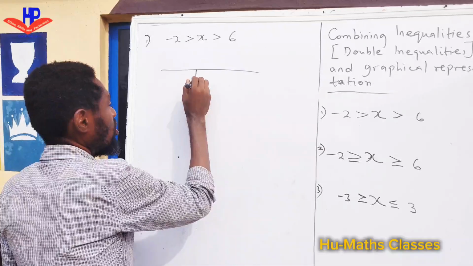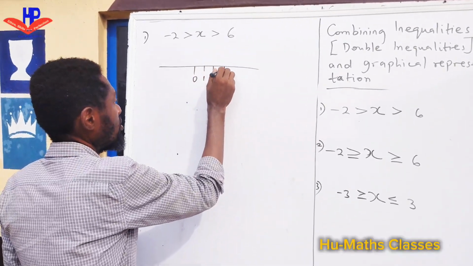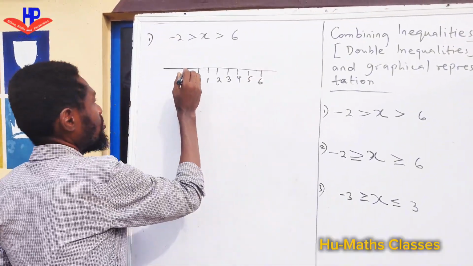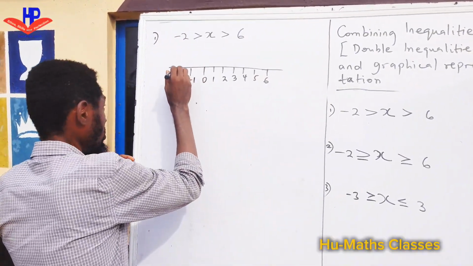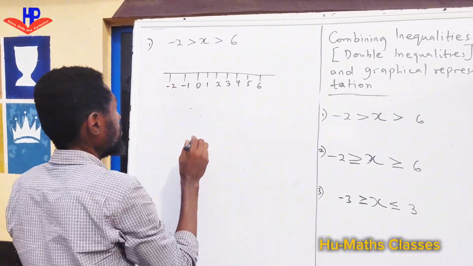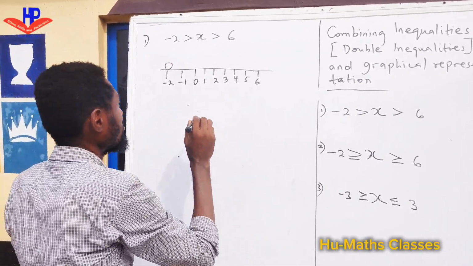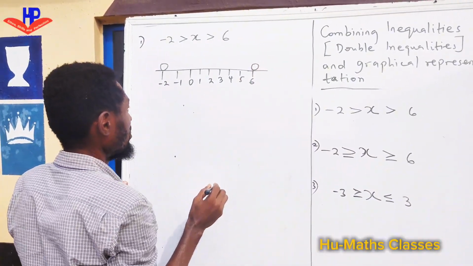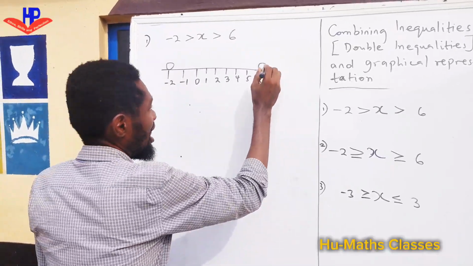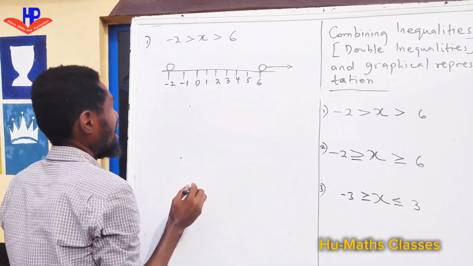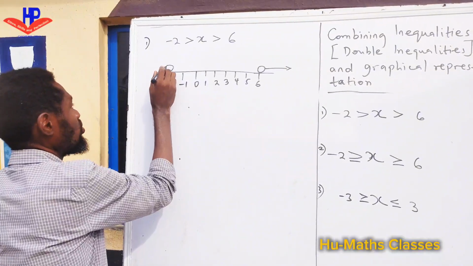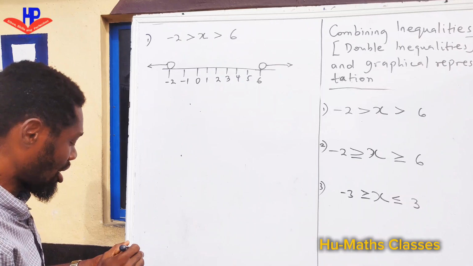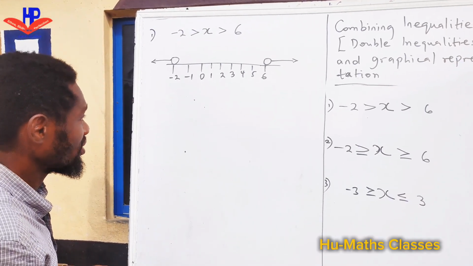Indicate your origin. 1, 2, 3, 4, 5, and 6. We have minus 1 and minus 2. Put your circle unshaded on minus 2, and your circle unshaded on 6. X is greater than 6, so the arrow goes this way, greater. X is less than minus 2, so the arrow comes this way, less than. So this is the graph of x is less than minus 2 and greater than 6.